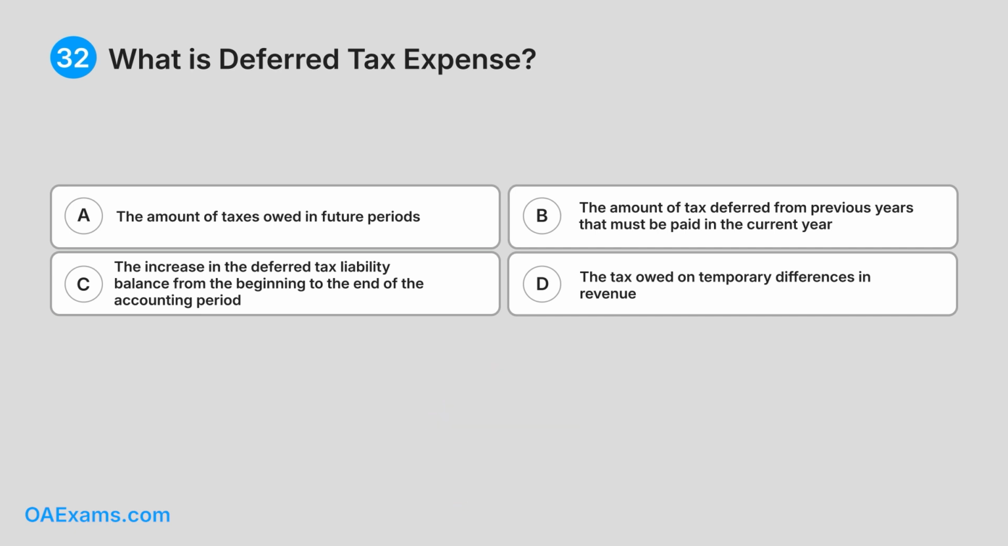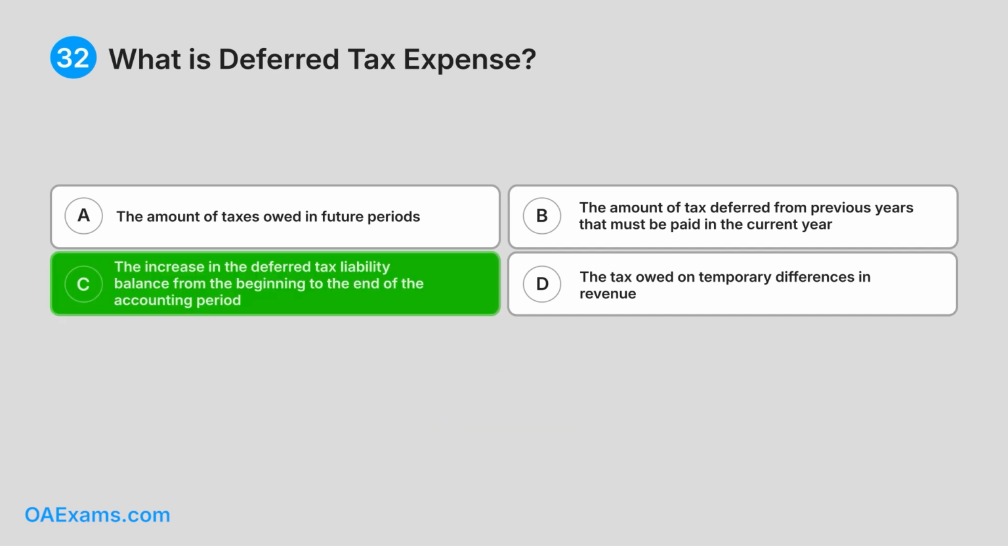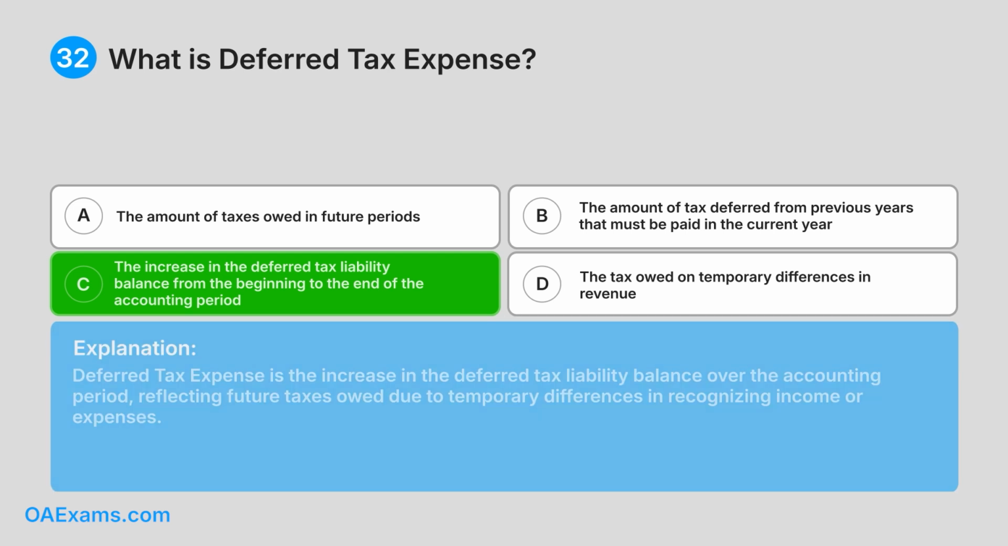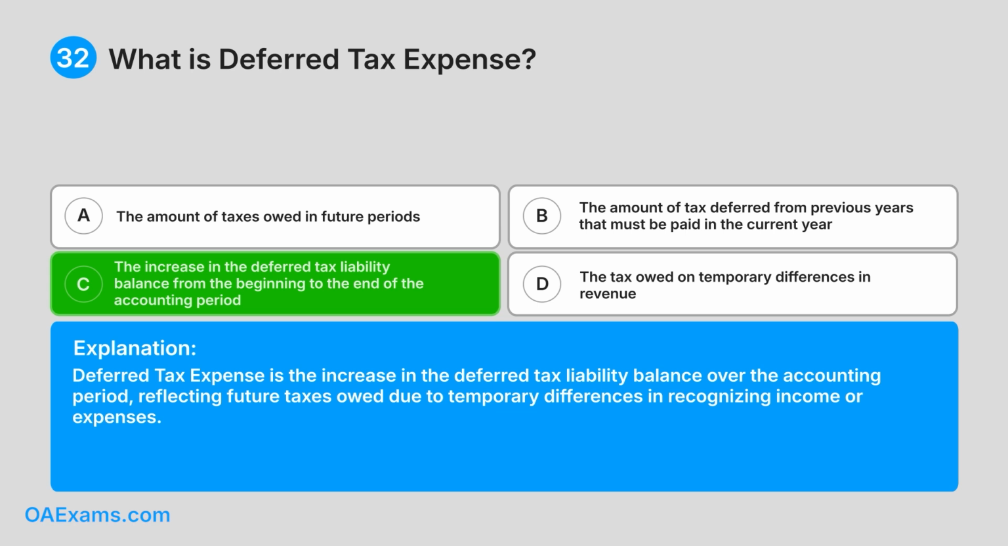Correct answer. C. The increase in the deferred tax liability balance from the beginning to the end of the accounting period. Explanation. Deferred tax expense is the increase in the deferred tax liability balance over the accounting period, reflecting future taxes owed due to temporary differences in recognizing income or expenses.